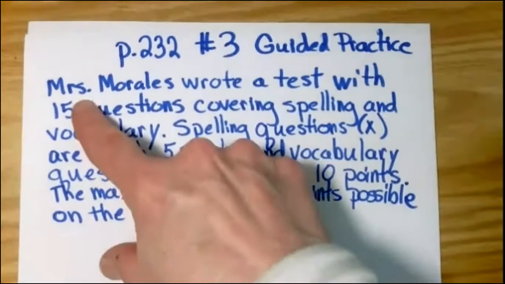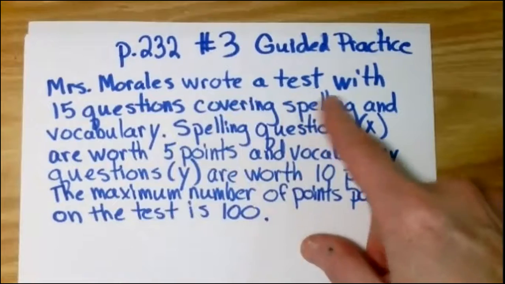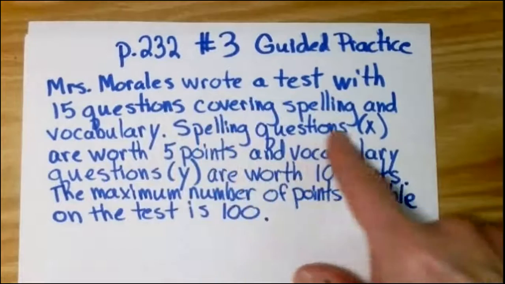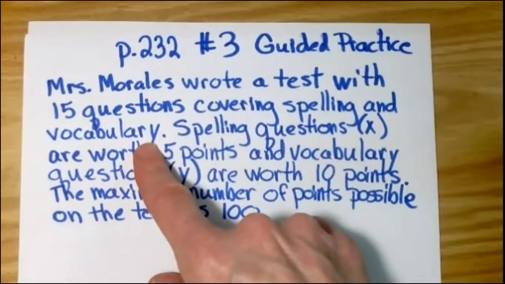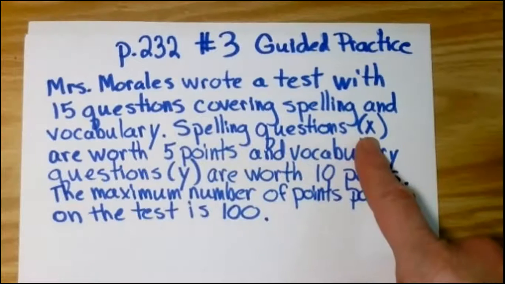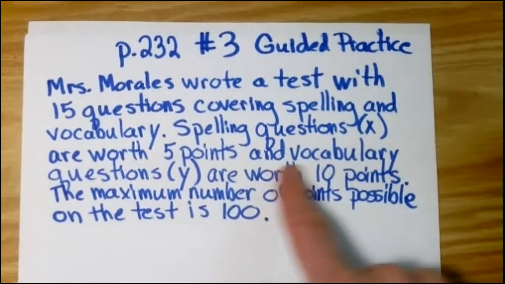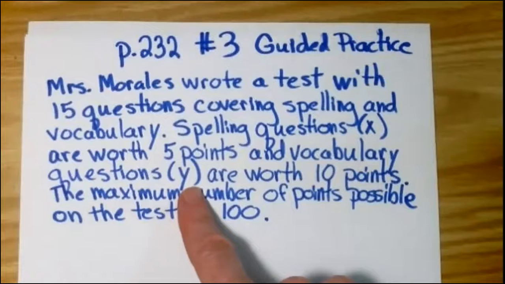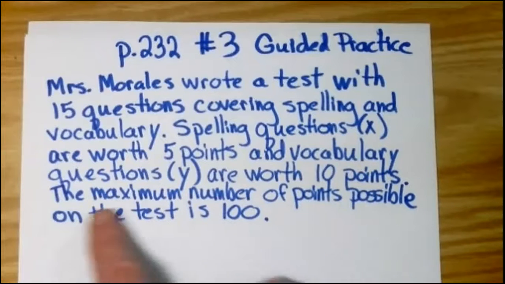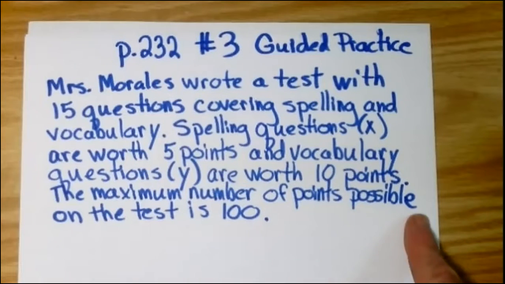So I wrote it out. Mrs. Morales wrote a test with 15 questions covering spelling and vocabulary. Spelling questions, which is labeled X, are worth 5 points, and vocabulary questions Y are worth 10 points. The maximum number of points possible on the test is 100.